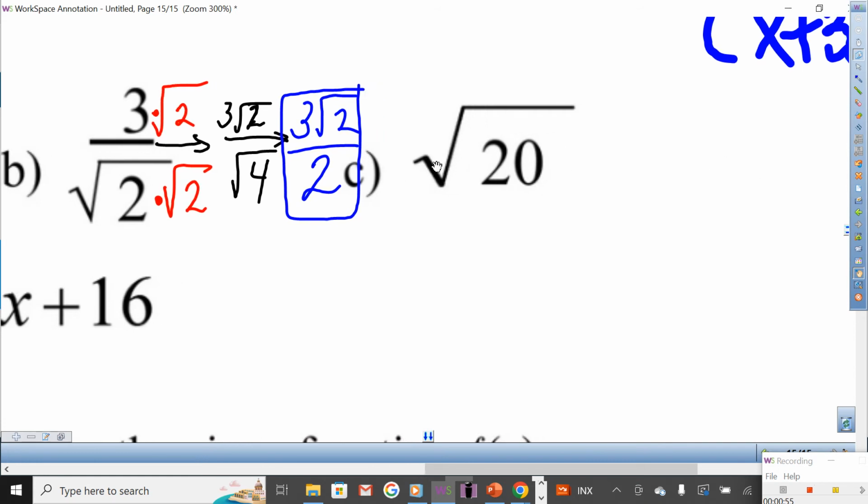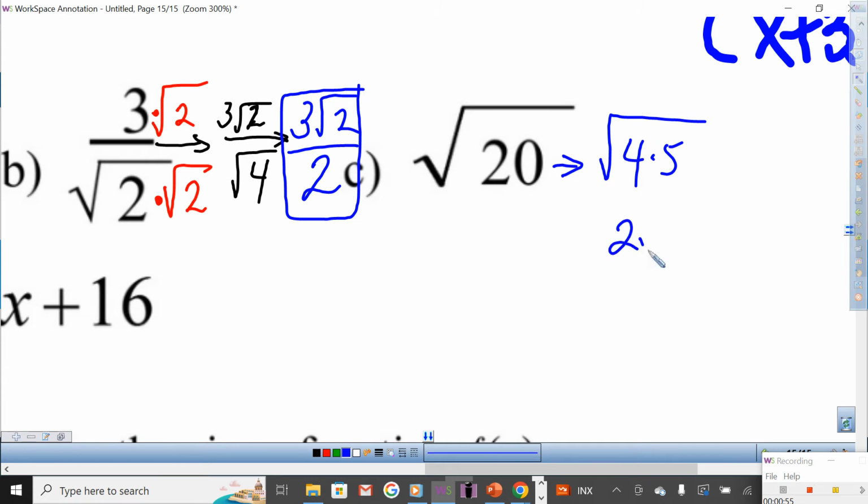For part C, when you can't find the square root of a number, try to find the 2 factors that make that number. What are my 2 factors of 20? 4 times 5. What is square root of 4? 2, and we're left with square root of 5.